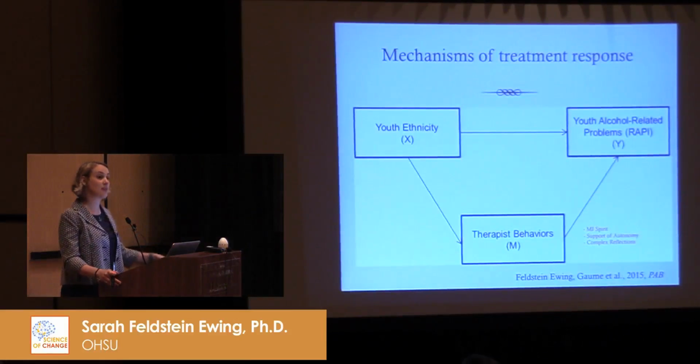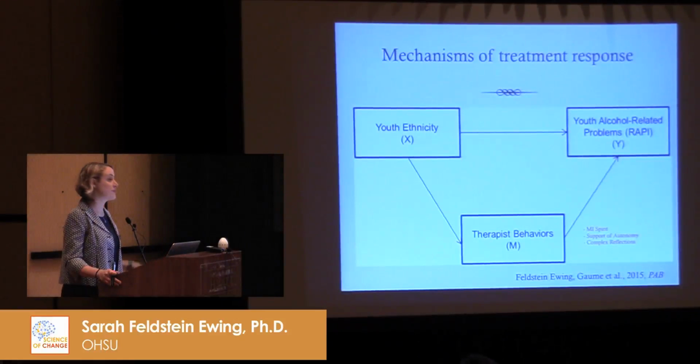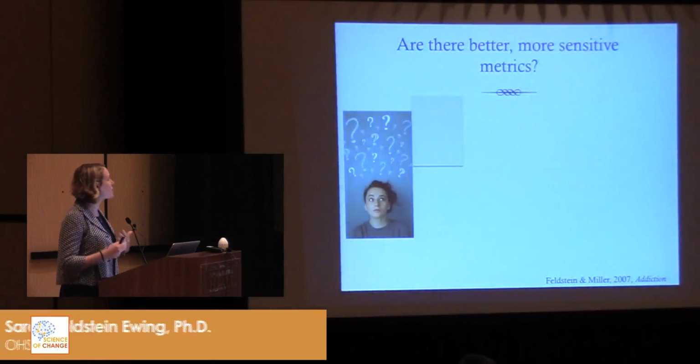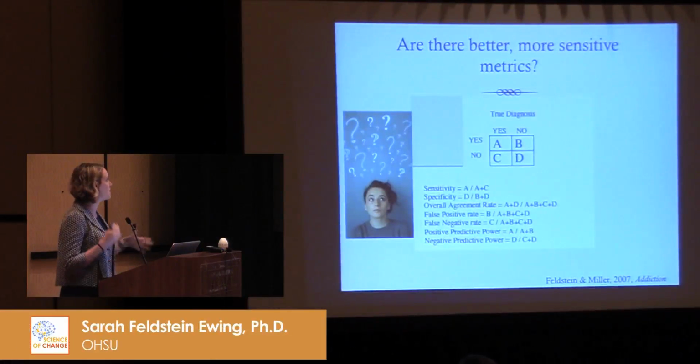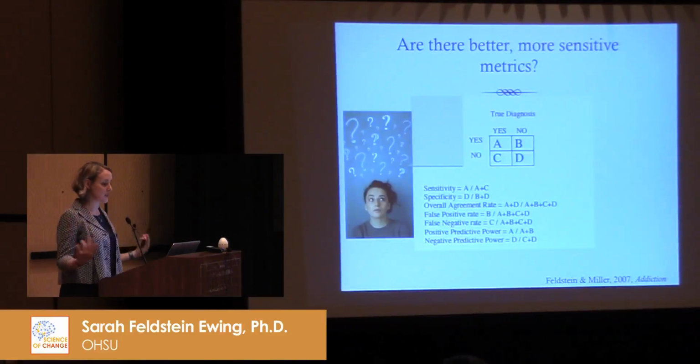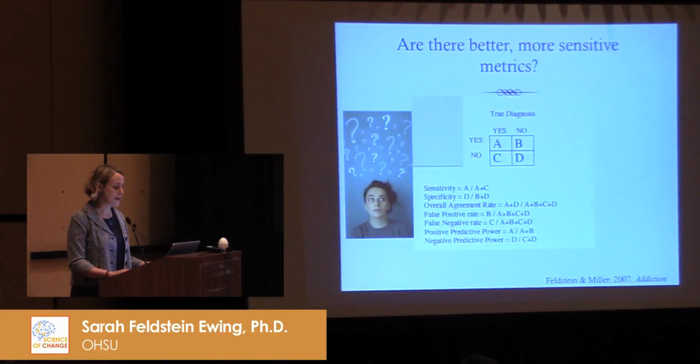But interestingly, that only related to poor outcomes for alcohol-related problems. There was no difference in outcomes for cannabis-related problems, cannabis use days, or alcohol use days. I keep coming back to, are there better, more sensitive metrics that might help us understand sensitivity, specificity, and the therapeutic process, as well as addiction treatment outcomes?